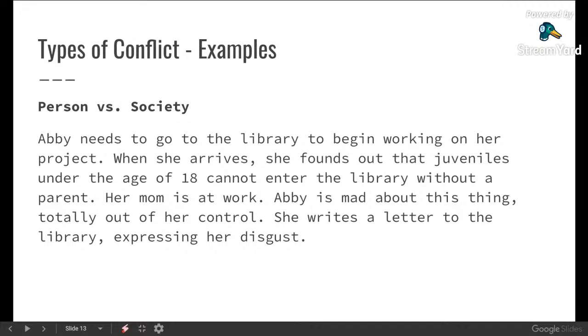Person versus society. Abby needs to go to the library to begin working on her project. When she arrives, she finds out that juveniles under the age of 18 cannot enter the library without a parent. Her mom is at work. Abby is mad about this and totally out of control. She writes a letter to the library expressing her disgust.